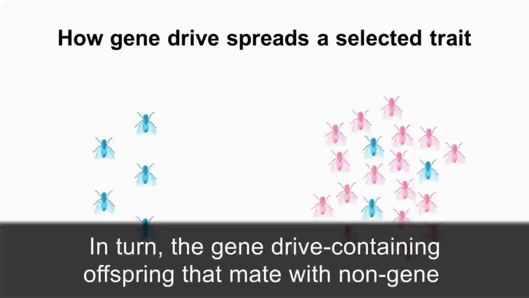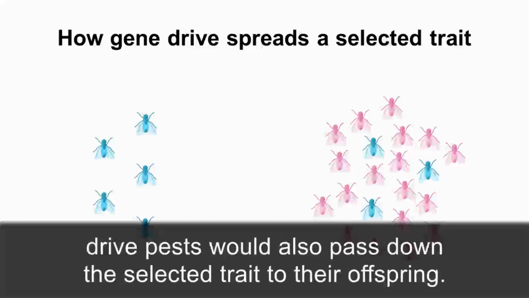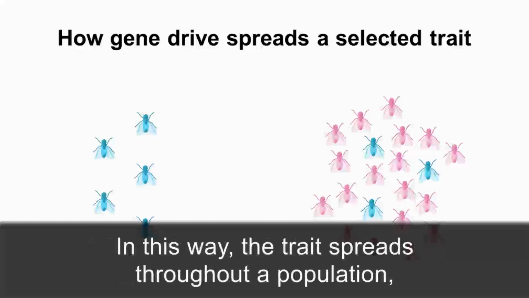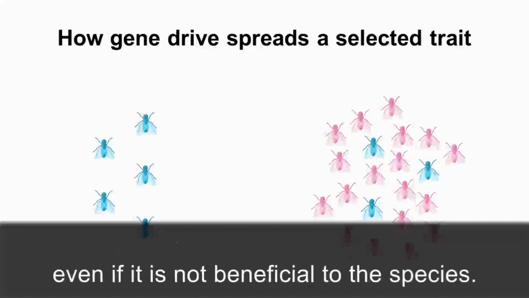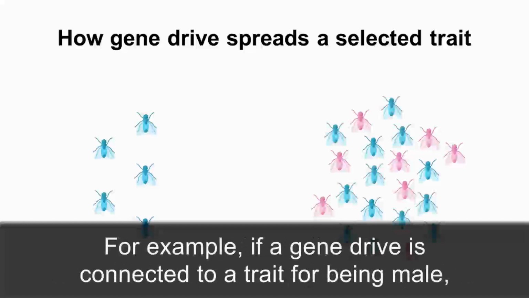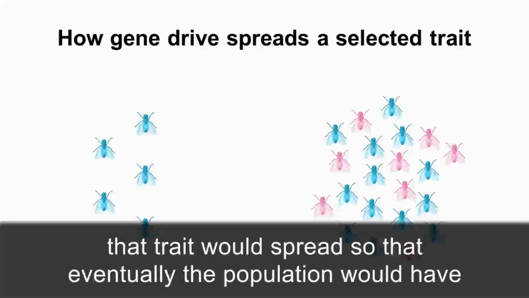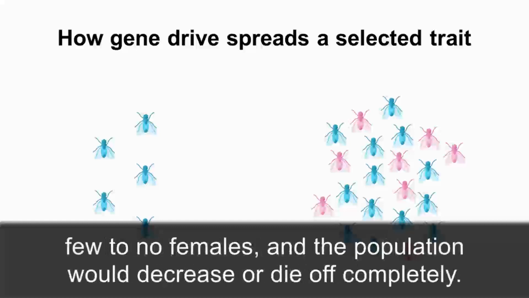In turn, the gene drive-containing offspring that mate with non-gene drive pests would also pass down the selected trait to their offspring. In this way, the trait spreads throughout a population, even if it is not beneficial to the species. For example, if a gene drive is connected to a trait for being male, that trait would spread so that eventually the population would have few to no females, and the population would decrease or die off completely.